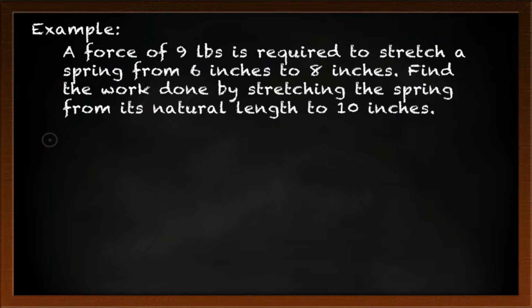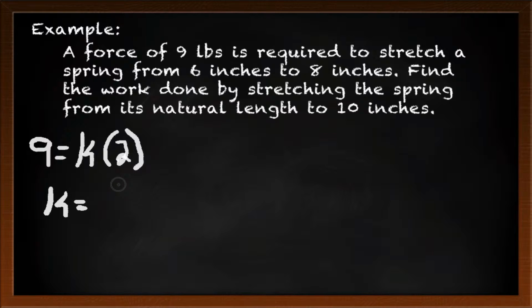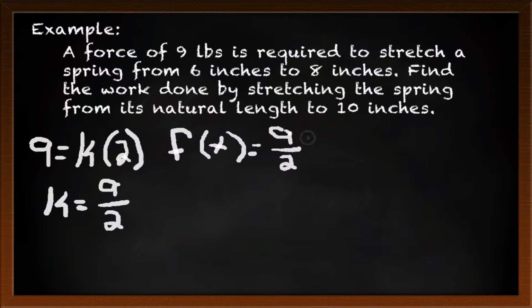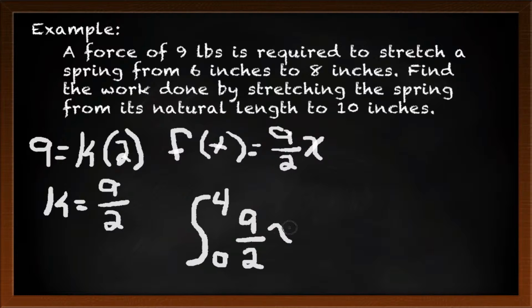Using Hooke's law, f of x is 9, so 9 equals k times x, which is 2. Using algebra, we will solve for k. K equals 9 halves, so our f of x is 9 halves x. Its natural length is 6 inches. 10 minus 6 is 4, therefore our limit is from 0 to 4.